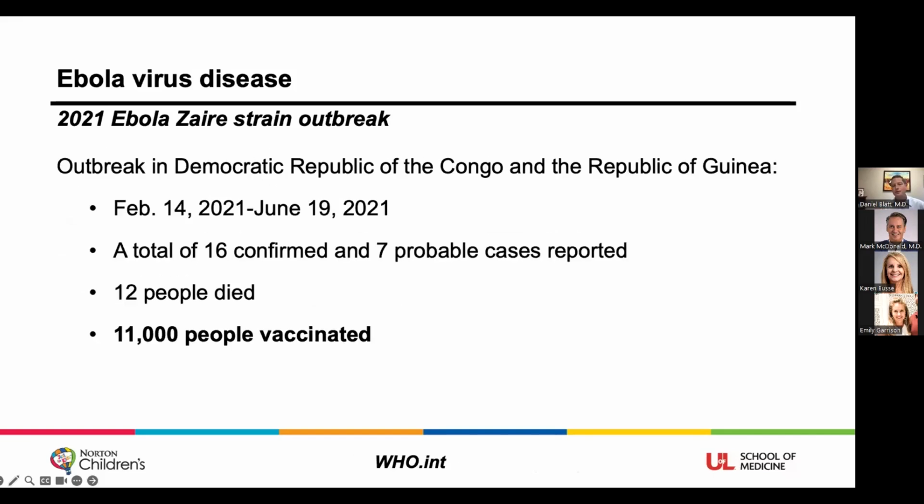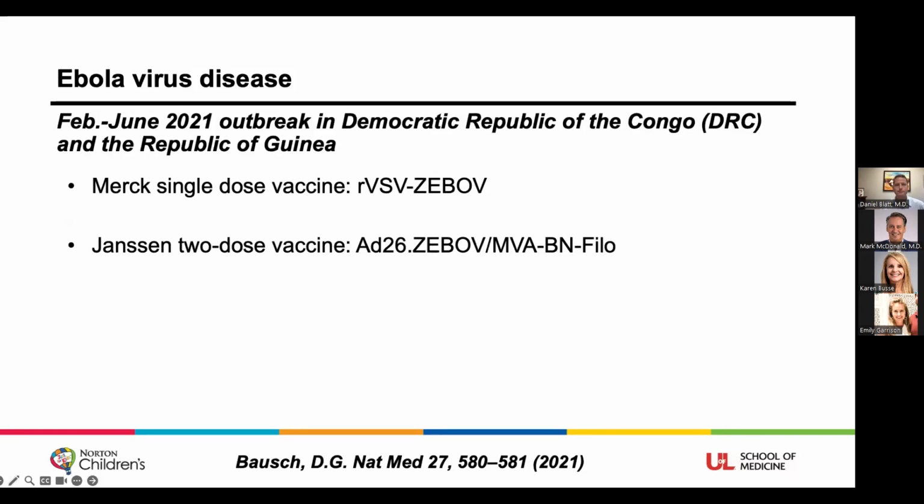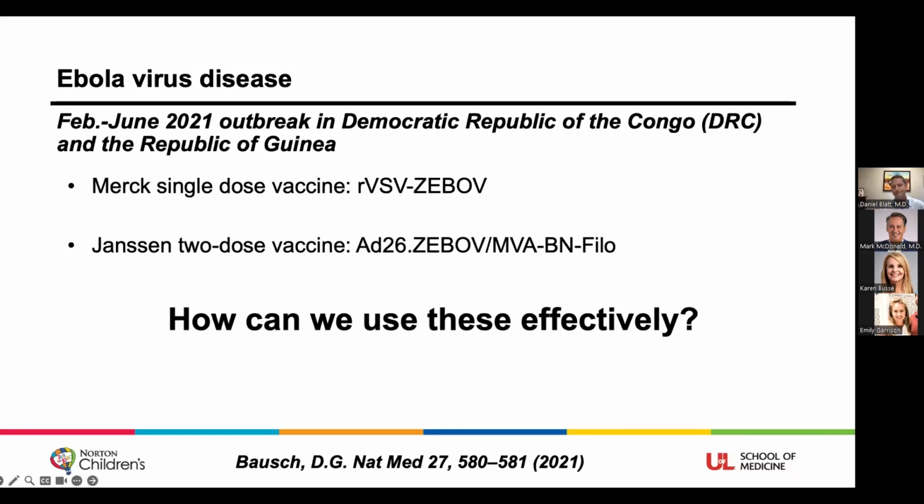So fast forward to 2021, from February to June, there were 16 cases of Ebola virus disease and 12 deaths. A large vaccination response was implemented. 2 vaccines were available, one from Merck and one from Janssen, and they're still available. So how do we use these vaccines effectively, and what are strategies for future outbreak vaccination programs? And we could take these lessons and put them into context for outbreaks in the US that we will undoubtedly see.